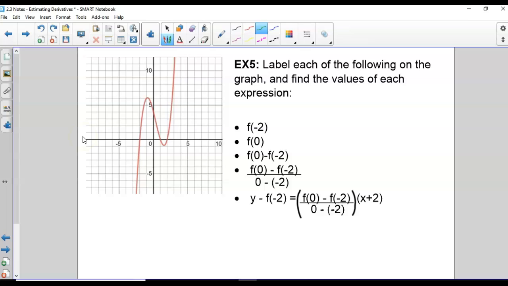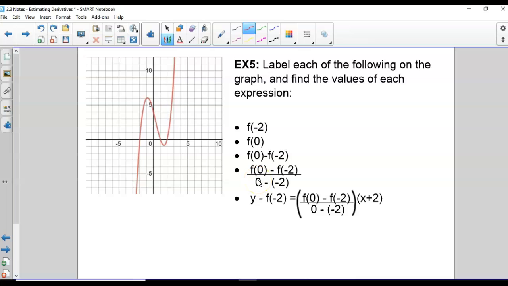All right, here's our next one. Okay, there's one like this on your homework. We're supposed to label each of the following on the graph and find the values of each expression. So we're supposed to label f of negative 2.